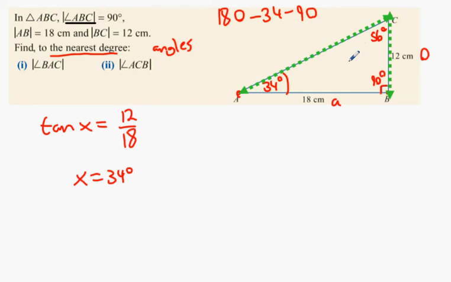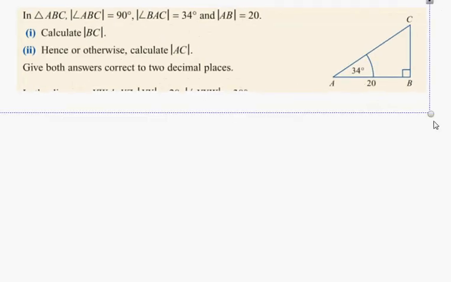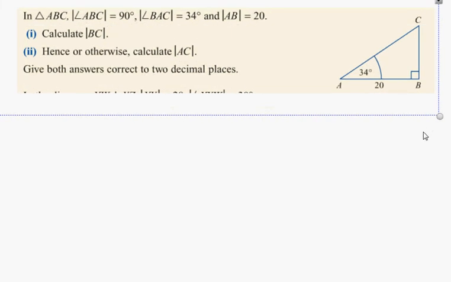Now, you could also use Pythagoras' theorem if you were asked. You could use Pythagoras' theorem to find that length there, if you were asked for it, because you knew two lengths at the very start, didn't you? So if you know two lengths, you can use Pythagoras' theorem. Okay, moving on. In ABC, is this the one we just did? No.